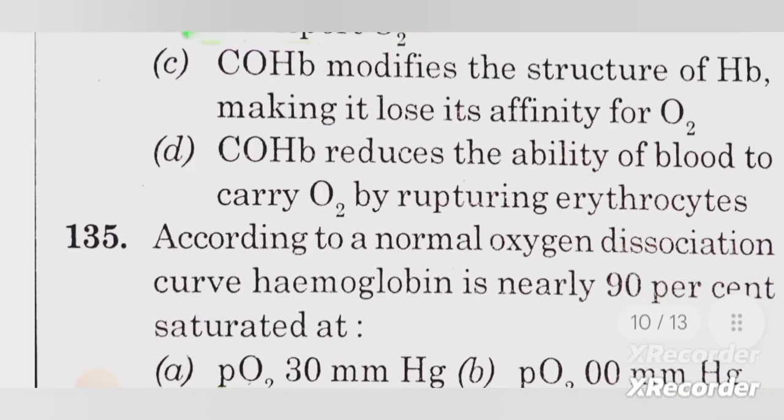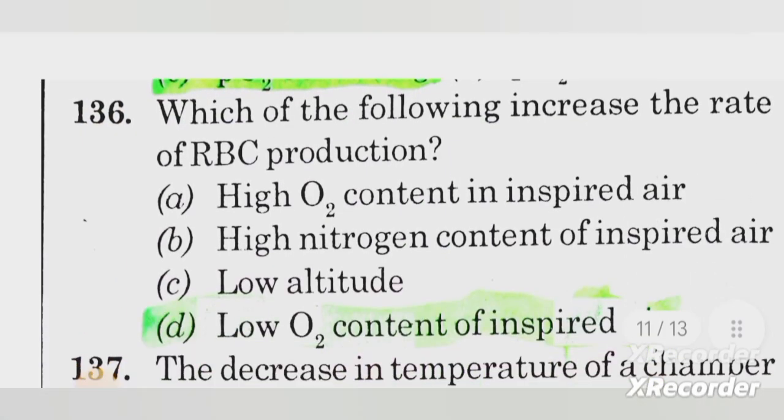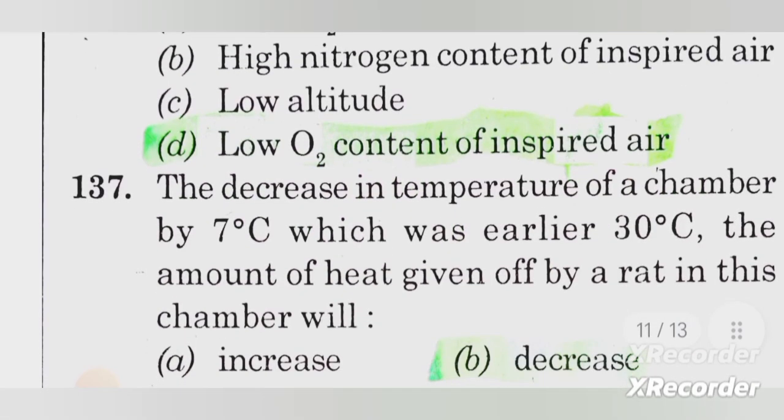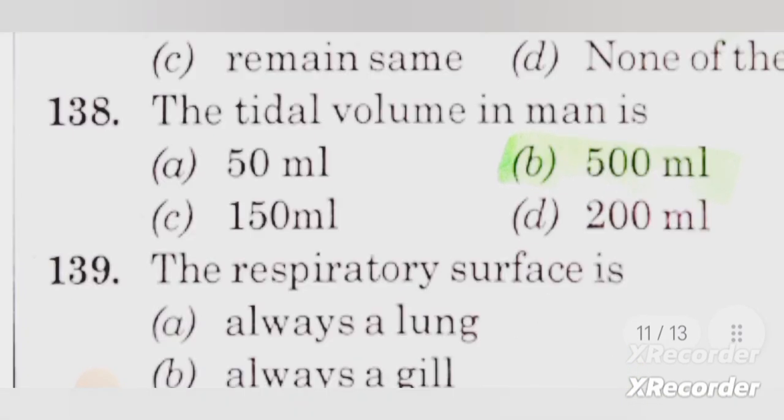Next, 135. According to a normal oxygen dissociation curve, hemoglobin is nearly 90% saturated at: Answer C. PO2 60 mmHg. Next, 136. Which of the following increases the rate of RBC production? Answer D. Low O2 content of inspired air. Next, 137. If the temperature of a chamber, which was nearly 30 degrees Celsius, is decreased by 7 degrees Celsius, the amount of heat given off by a rat in this chamber will: Answer B. Decrease. 138. The tidal volume in man is: Answer B.